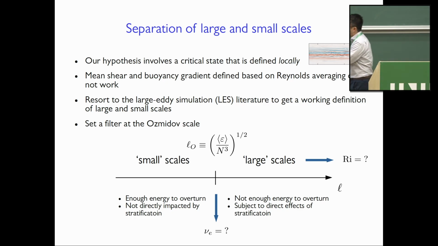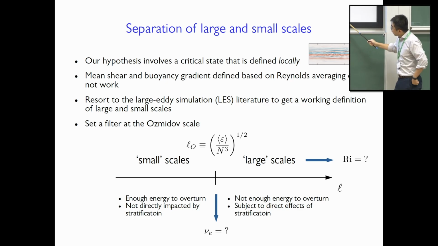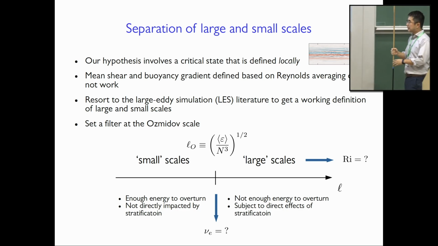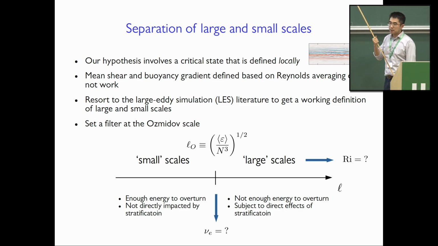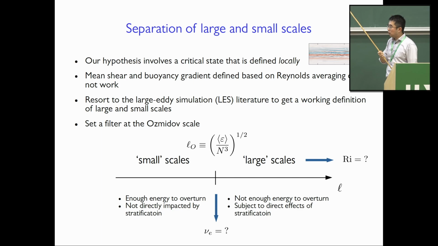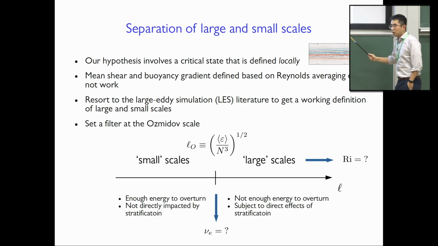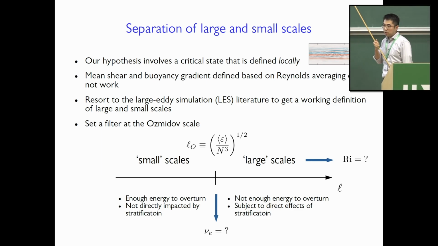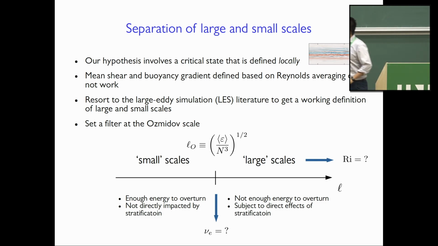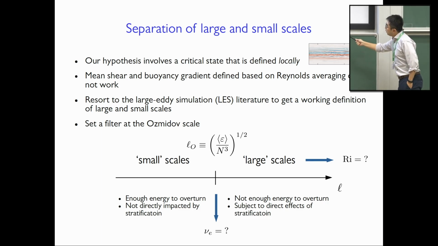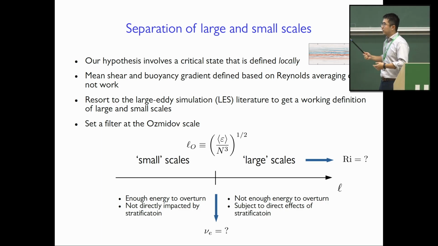So I hinted at the Ozmidov scale. Based on a scaling argument, it's the largest horizontal eddies that have enough energy to overturn. So anything smaller than Ozmidov, you can think of as not directly affected by stratification, and anything larger than that will be. If I put a cutoff scale right here, you can say that if any self-organization happens in the flow, it will mainly affect the larger scales, and that's indeed what my RI and nu E will try to describe.